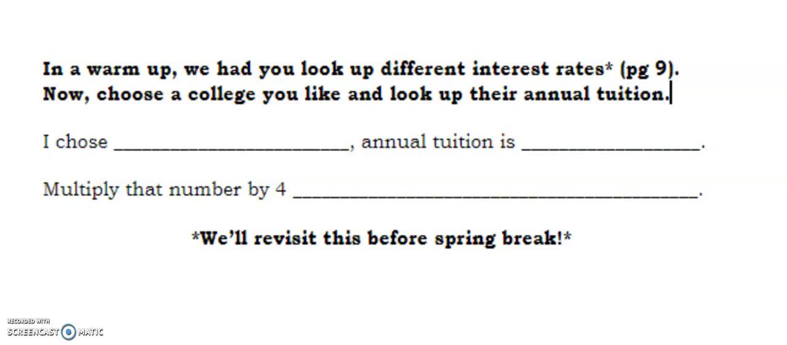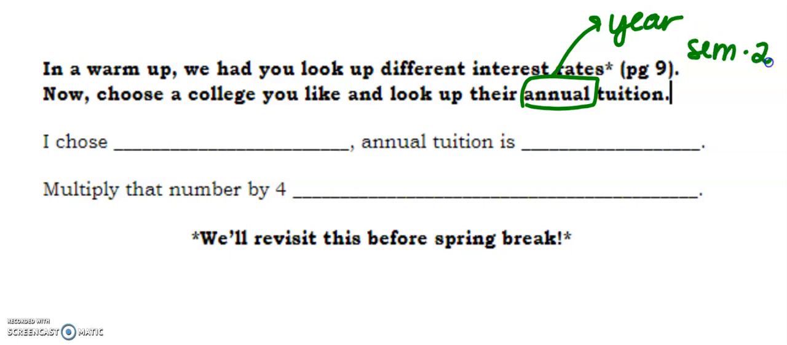All right, so last week in our warm-up, we had you look up different interest rates back on page 9. What we're going to have you do right now is choose a college that you like and look up their annual tuition. So annual tuition would be for a year. If they list it as a semester, you're going to have to multiply that by 2. You're going to write down what college you chose, the annual tuition, and then multiply that number by 4 because on average, most students graduate in 4 years of college. It says we'll revisit this before spring break. I'm going to say we'll revisit this at some point when we do more application problems of exponential growth.